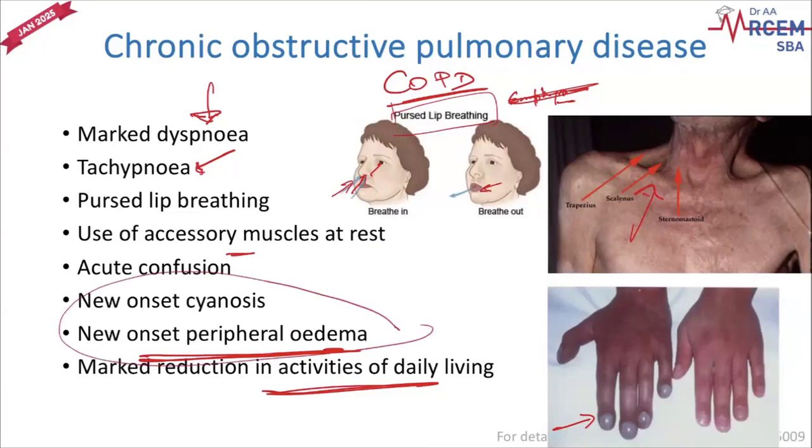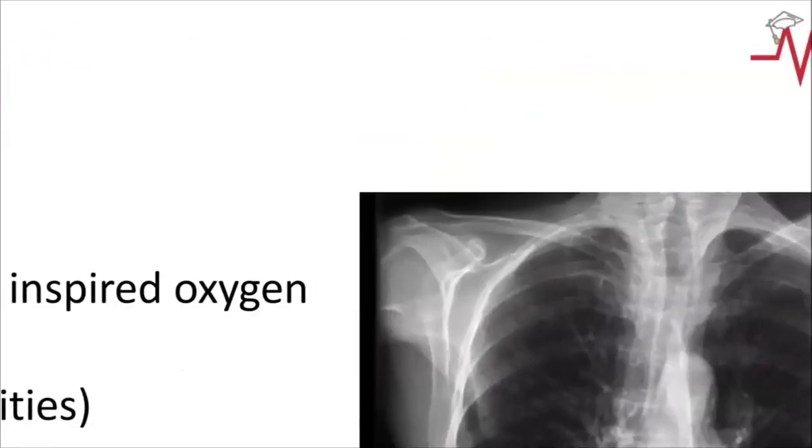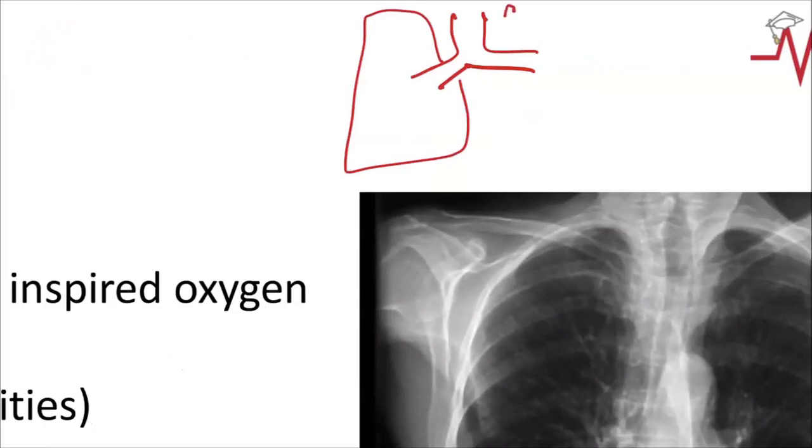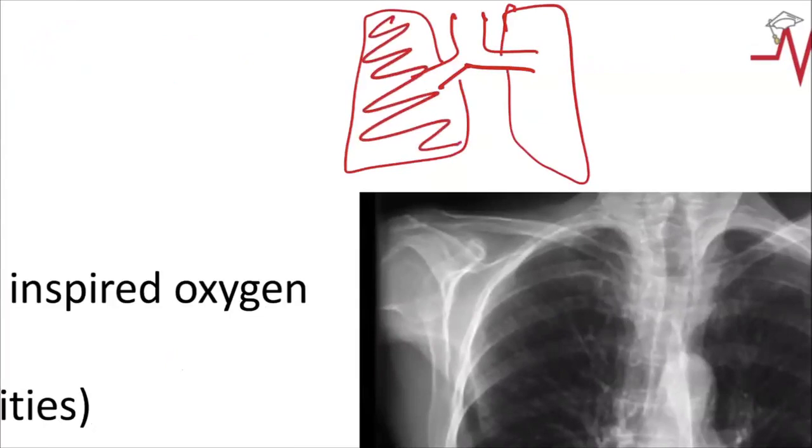Let us talk more about the pedal edema. What actually happens? Why is pedal edema developed? Sorry, not pulmonary, pedal edema. Why is pedal edema developed? These are the lungs we are having. COPD is a lung disorder basically. Over time, the resistance in the lungs increases. Once the resistance in the lungs increases, there is back pressure.